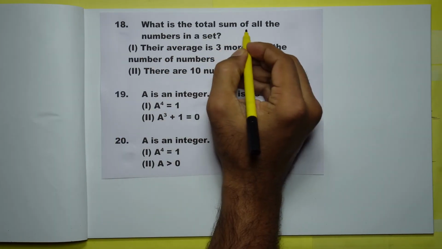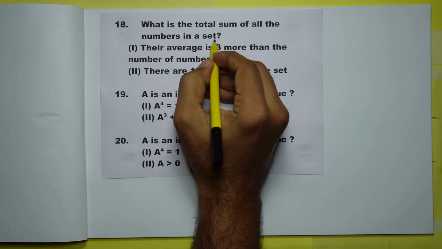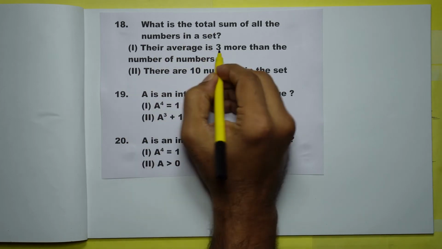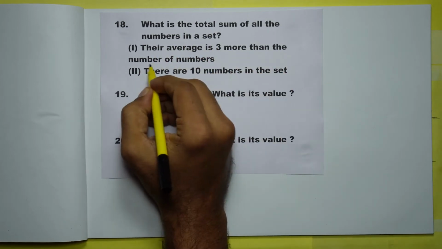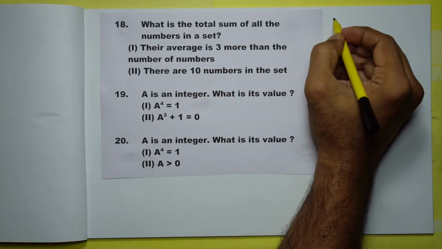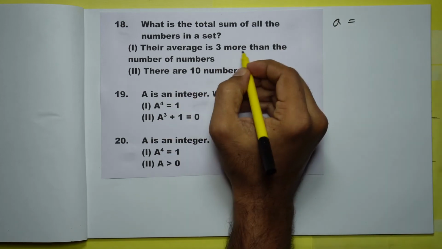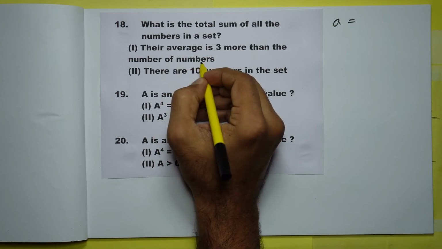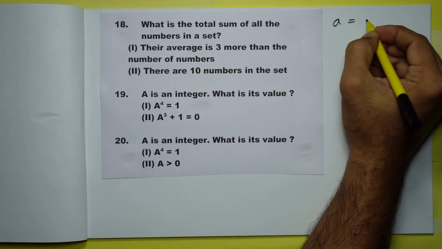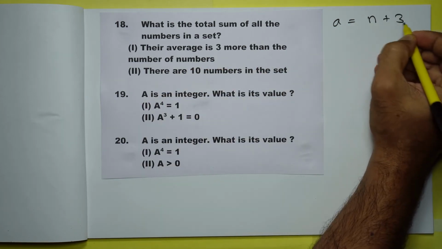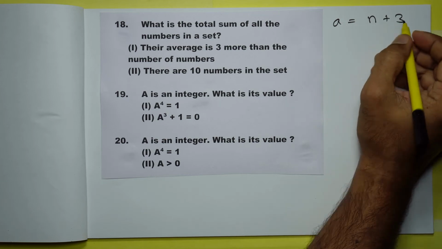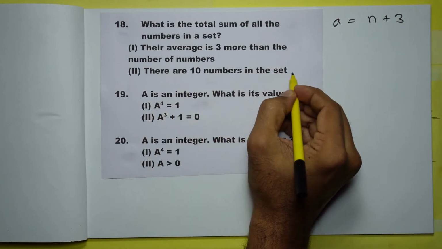What is the total sum of all the numbers in a set? Their average is 3 more than the number of numbers. Assume that their average is A and that is equal to 3 more than the number of numbers. Assume that the number of numbers is n plus 3. So A is equal to n plus 3.